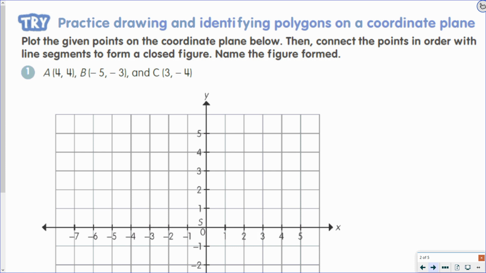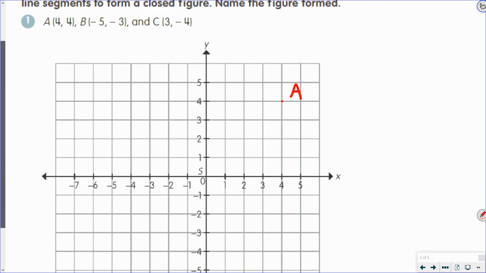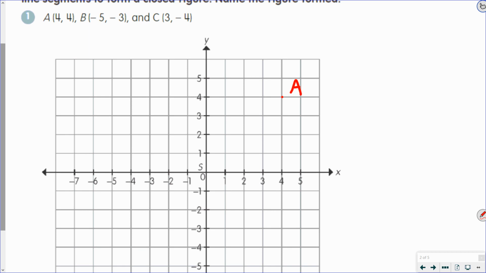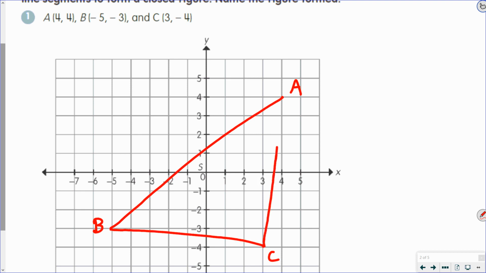So for point A, our ordered pair is 4, 4, so we go to the right 4, up 4. So there's A. B is at -5, -3, so we go to the left 5, down 3. So there's B. And C is at 3, -4, so we go to the right 3, down 4, and there's C. And then we connect A to B, B to C, and then C back to A. And as stated, we knew this was going to happen because we had those 3 points. That is a triangle.